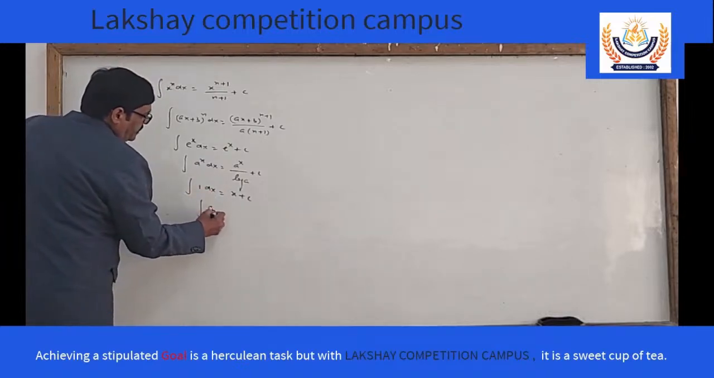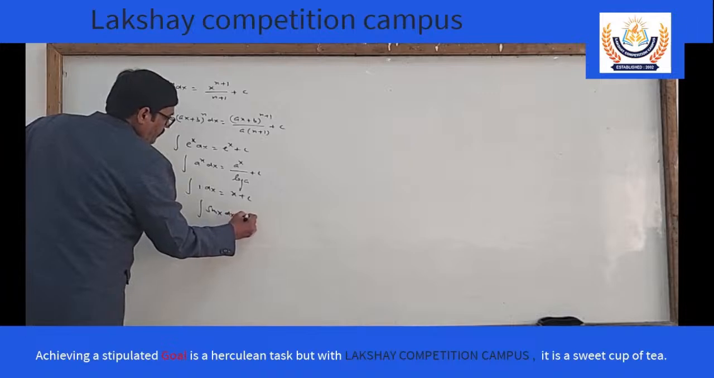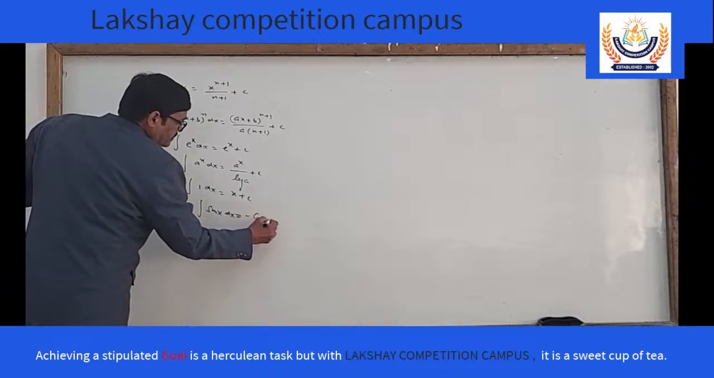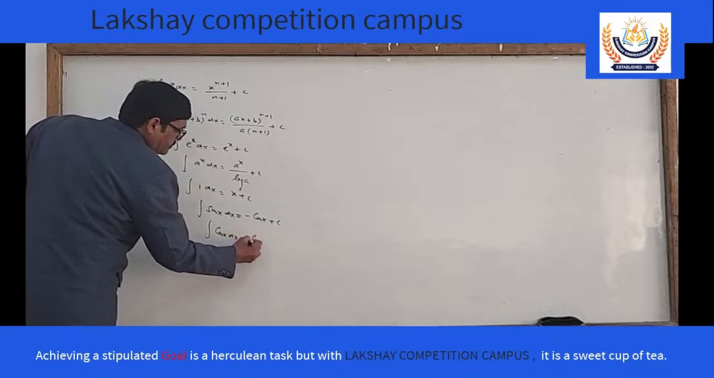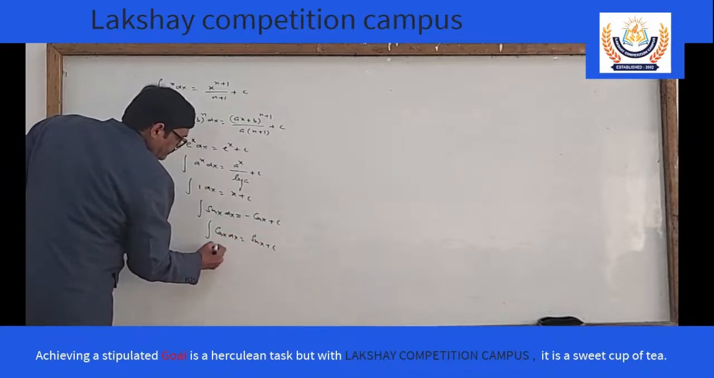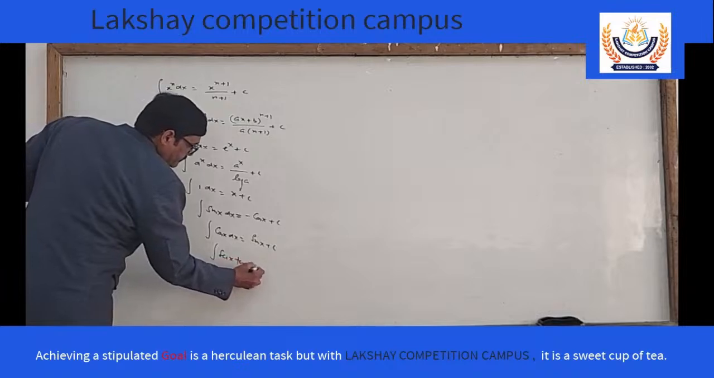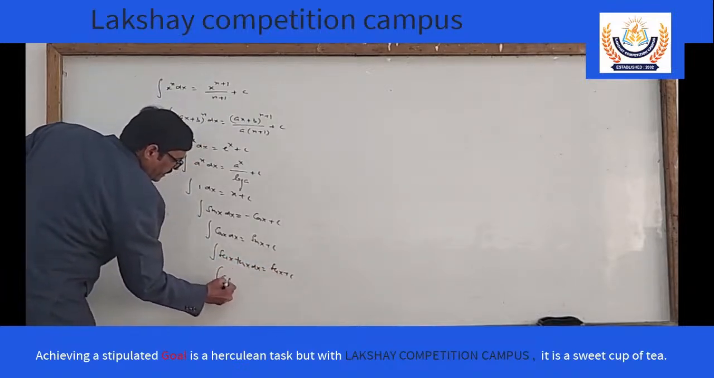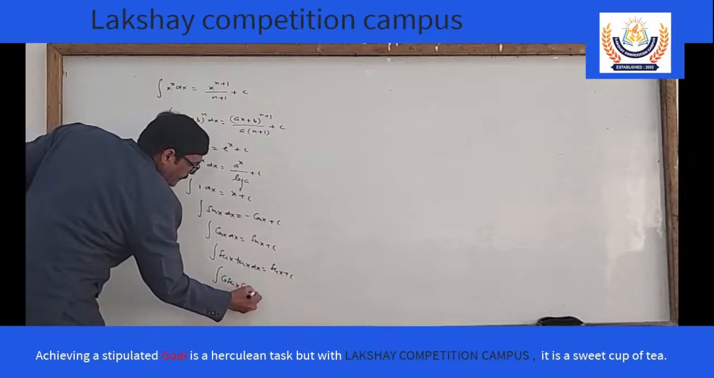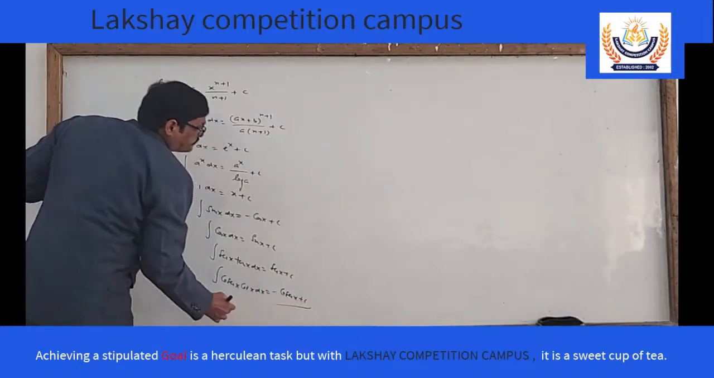Here integration of sin x is minus cos x. Integration of cos x is sin x. Integration of secant square x is tangent x. Yes, that is secant square x. Integration of cosecant square x is minus cot x. Integration of secant x tan x is secant x, and of cosecant x cot x is minus cosecant x, plus c.